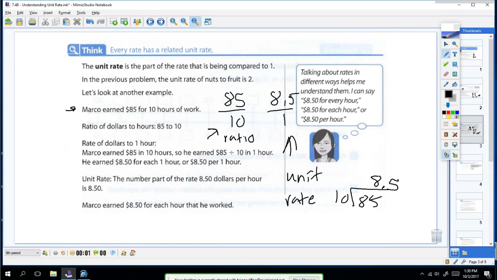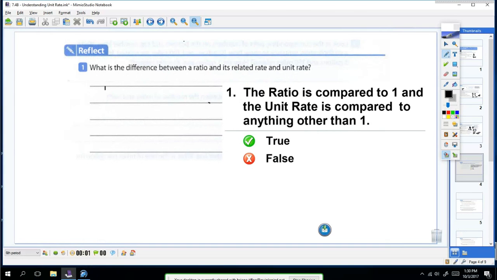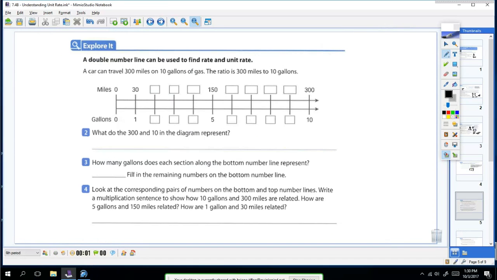All right. Now let's try a true or false question. True or false? The ratio is compared to 1. That right there is false. Okay? Because a ratio is not being compared to 1. A ratio is being compared to 2 quantities. A unit rate is being compared to 1. So that is a false statement.